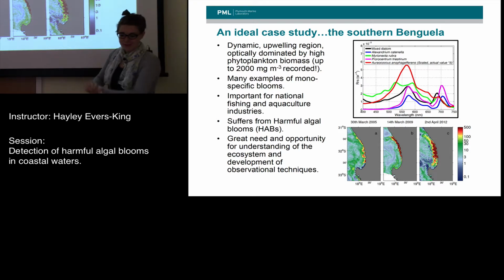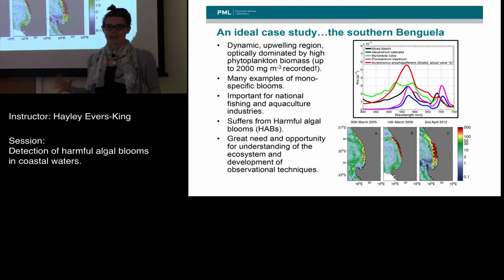This is an area very close to my heart. This is where I did my PhD, in this lovely area here in the southern Benguela. It's a very dynamic, upwelling-driven region. So the harmful algal blooms that occur there occur completely naturally as a result of the upwelling winds, which drive nutrient influx into the surface waters. They have very high biomass blooms, as I put there, up to 2,000 milligrams of chlorophyll recorded, really, really big. So it's a really good case study area to look at these types of blooms.